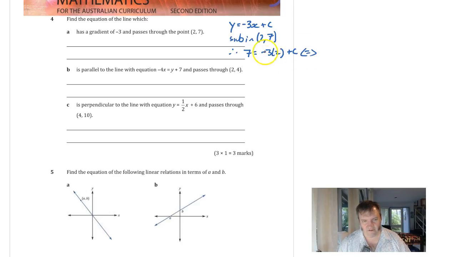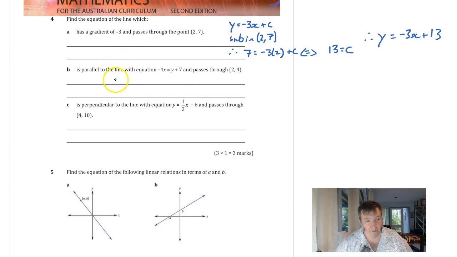So that's going to be negative 6. I've got to add it to each side. I'm going to get 13 equals c. So the equation is y equals negative 3x plus 13. Looks like a funny b, doesn't it? Let's make that look a little bit nicer. I know we're trying to do this quickly, but nothing wrong with making it look nice.